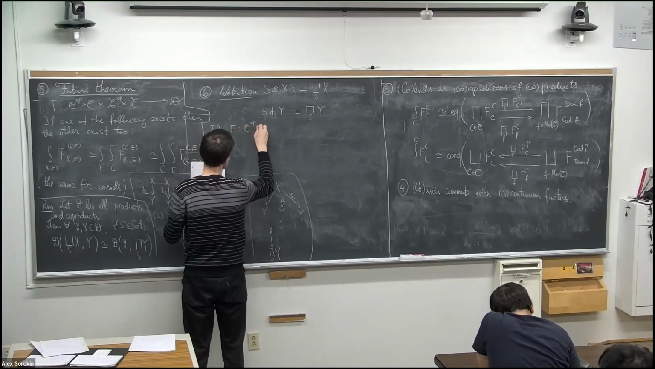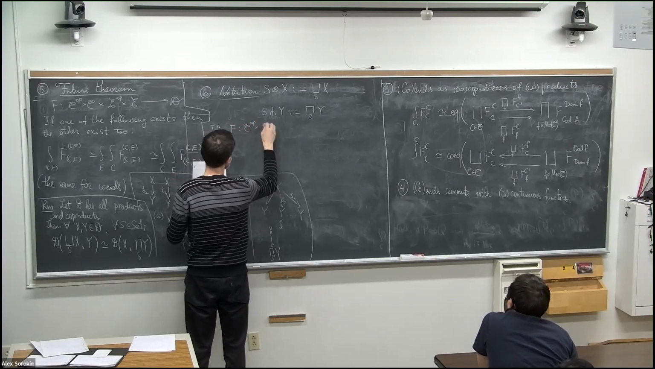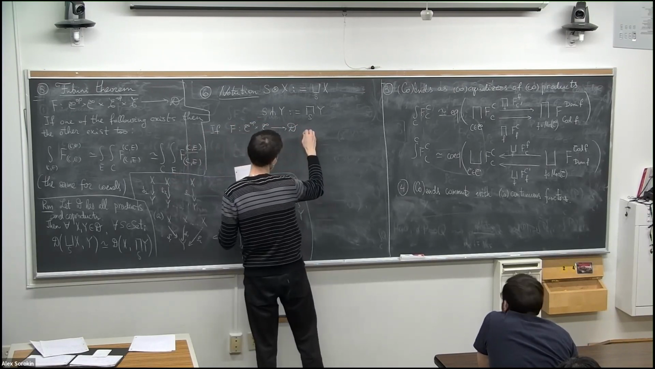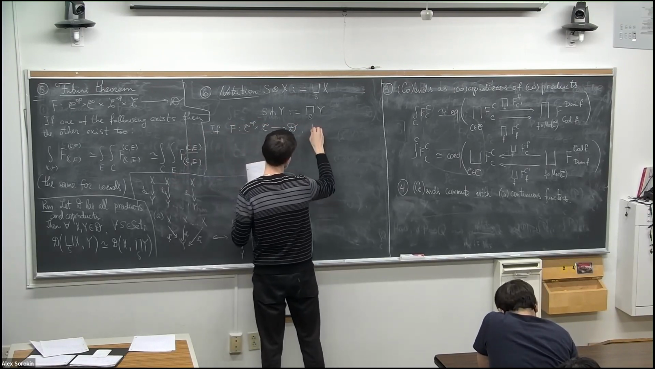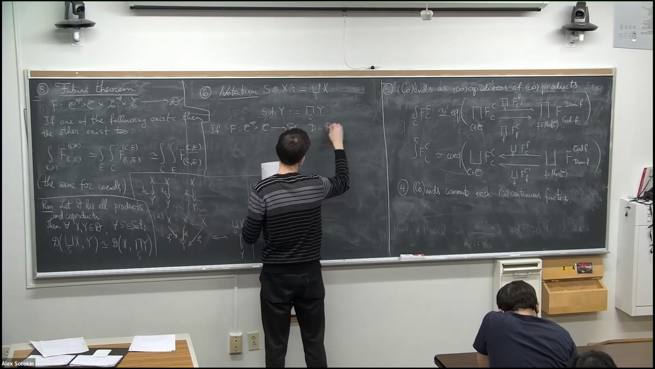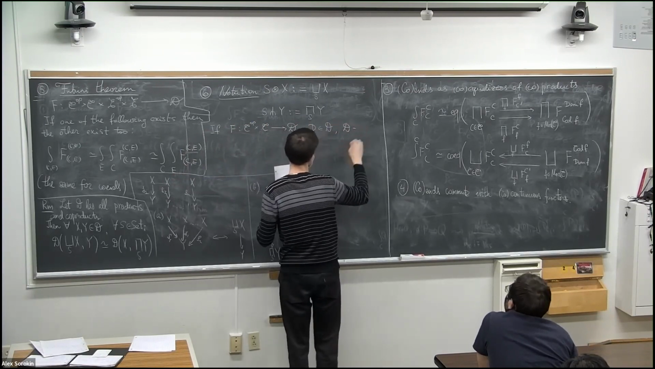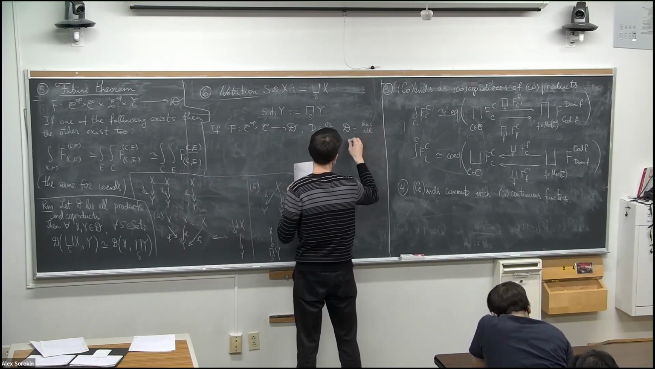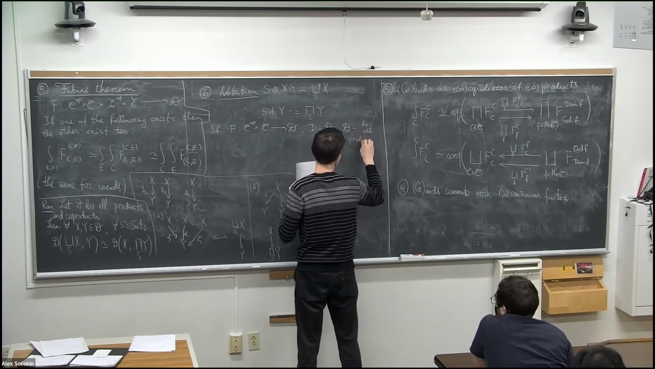U cross C to D is a functor, D is an object that has all products and coproducts.